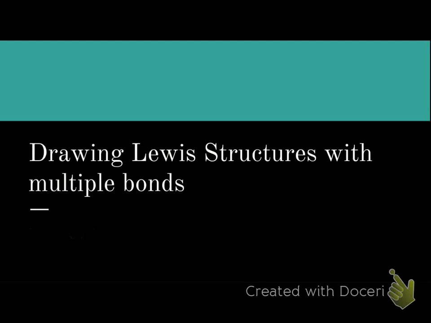This lecture is going to cover drawing Lewis structures when we need multiple bonds instead of just single bonds. So you'll want to make sure that you have out a periodic table because we are still going to need to do valence electron counts.